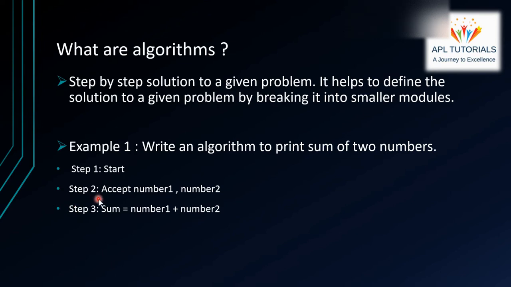Then step number 3, sum equals number 1 plus number 2, which will give me my answer. Then I told the computer, print the sum. Whatever sum I got, that sum the computer is going to print. Since I've given the command as sum, the computer is going to do the sum. I told it to print the sum, so it will print it. And then computer stop. That's enough. I need to give each and every instruction.